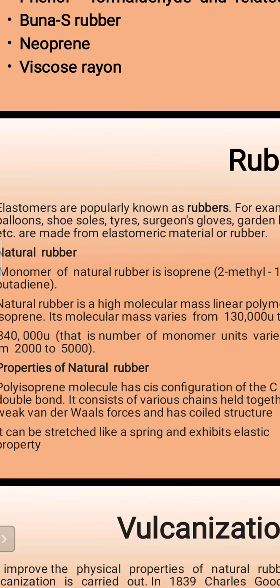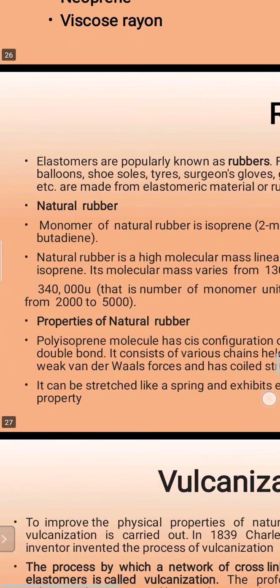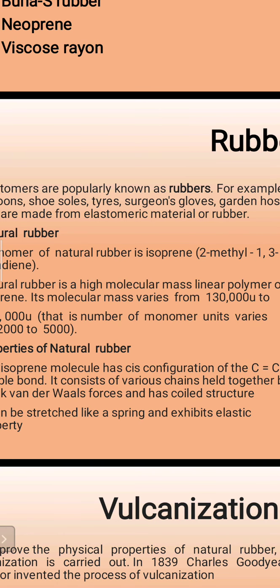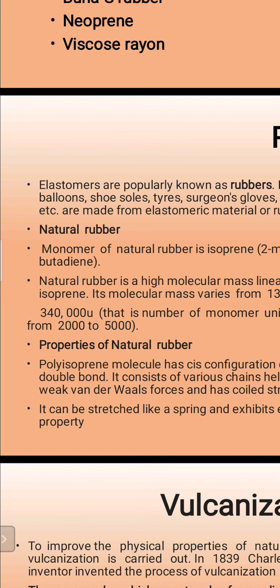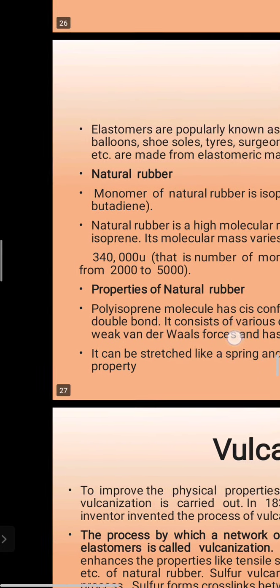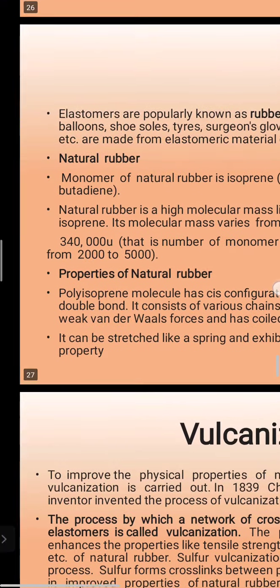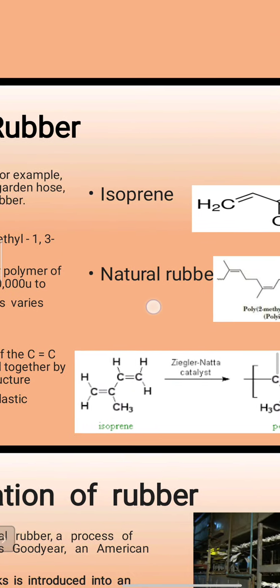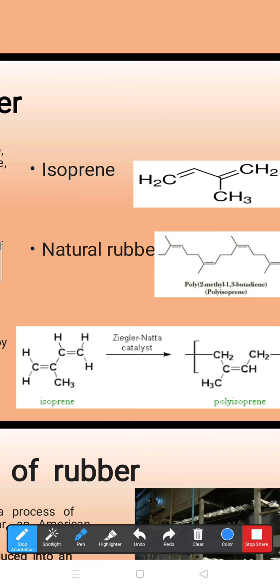Polyisoprene molecule has cis configuration of the carbon-carbon double bond, and it consists of various chains which are held together by weak van der Waals forces and has a coiled structure. And later on, it can be stretched like a spring and exhibits elastic property. Now, how can we get this one? Polyisoprene we can get from isoprene.